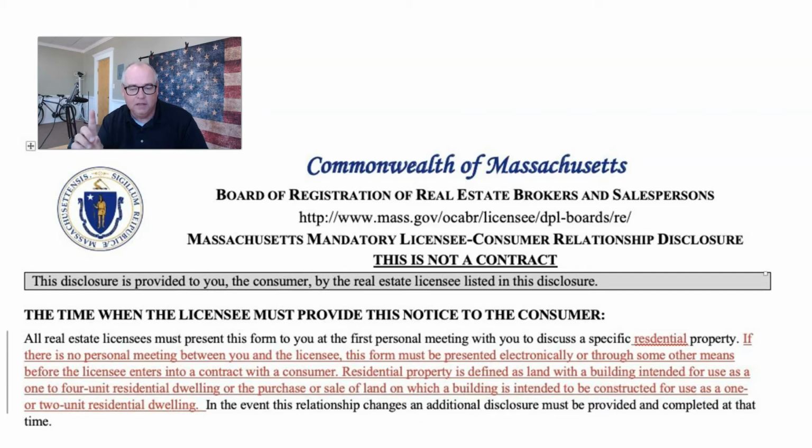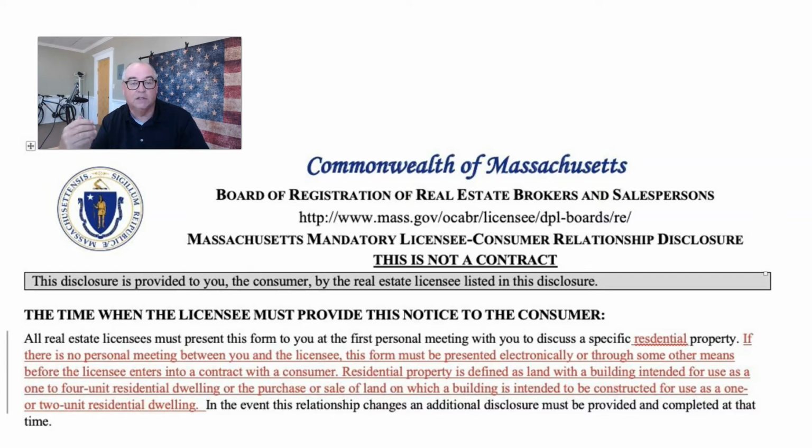So they're making it clear here that this is for residential property, and that has been somewhat of a discussion about whether or not this form applies to commercial property or residential rentals. And the way I read it, they're making it now crystal clear that that does not apply to commercial property. At least the way I read it.